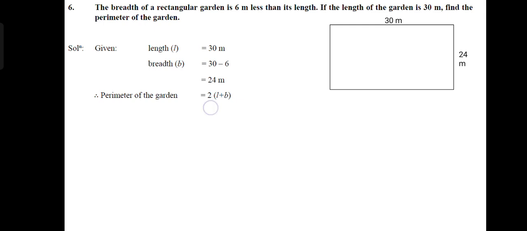So you put the value of length and breadth, you get like this: 2 into length is 30, breadth is 24. So you'll get 2 into 30 plus 24. Next step, we will add these two. So 30 plus 24 is 54. So you multiply 2 and 54, you will get 108 meter. So this is the perimeter of the garden.